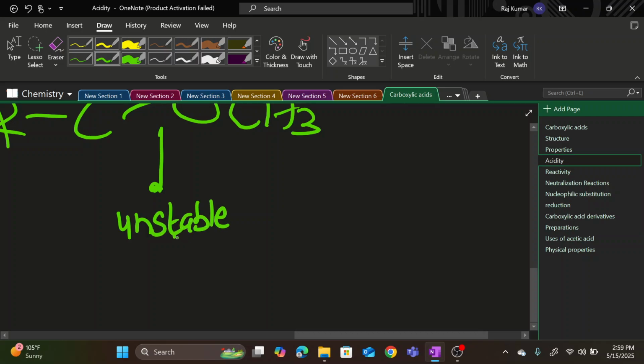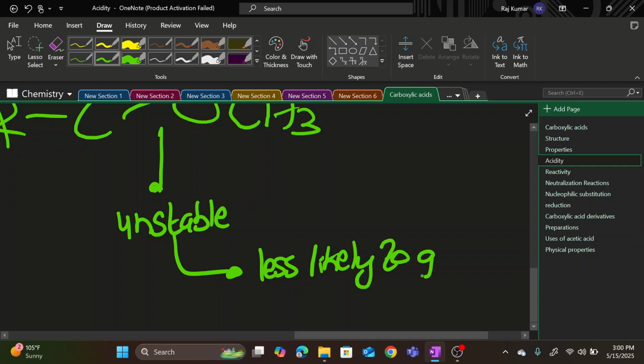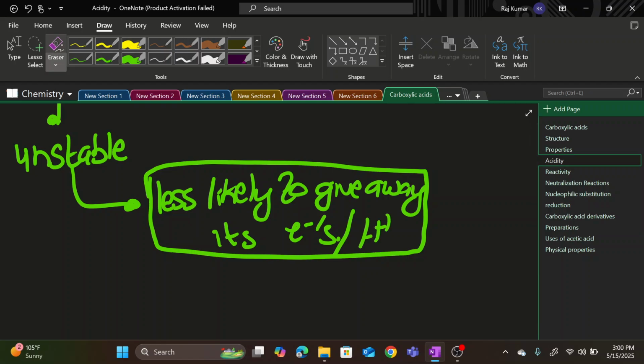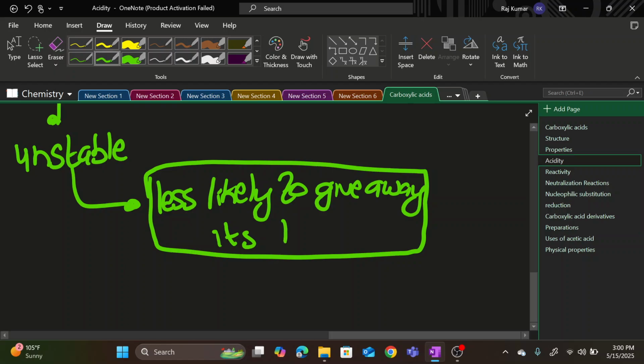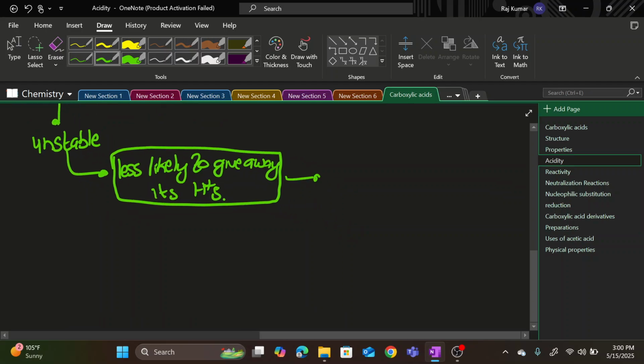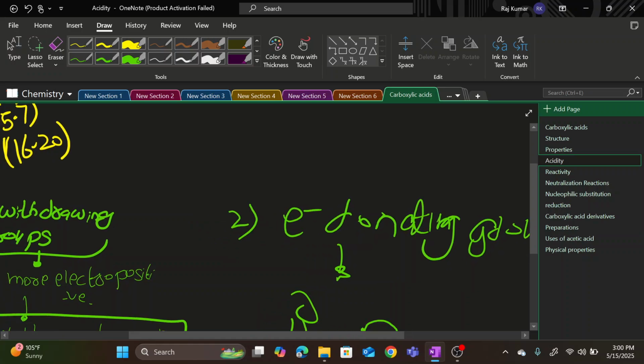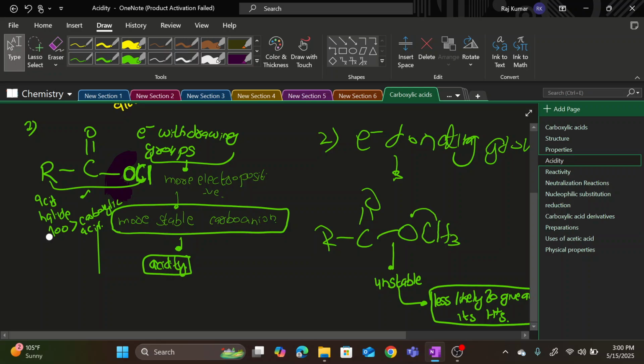Because it becomes more unstable, it would be less likely to give away its protons. Not its electrons, but its protons. Due to this reason, it would be less acidic. So this is all about acidity. An electron donating group is going to decrease the acidity, and an electron withdrawing group is going to increase the acidity.